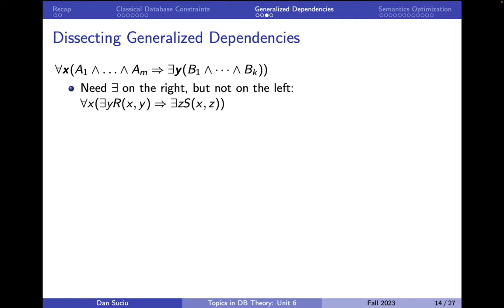Let's dissect a little bit these generalized dependencies to understand what you can do with them and where they come from. Why do I allow an existential quantifier on the right, but not on the left? And here I wrote it correctly. You see, for all X applies to the whole thing. And it turns out you do not need an existential quantifier on the left. Sometimes it's actually convenient to write it there, but strictly we do not need this. Here is an example. This is an inclusion dependency. It says that for every X, if X occurs on the first position of R, and I say this by saying there exists some Y such that R of X and Y, then X occurs also on the first position of S. I say this by saying there exists Z such that S of X and Z.